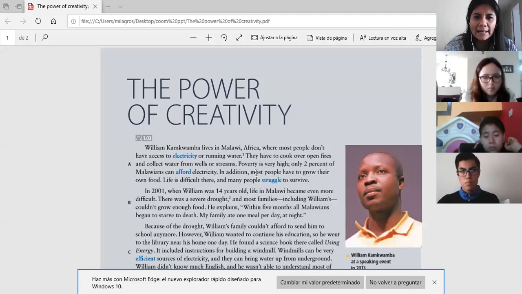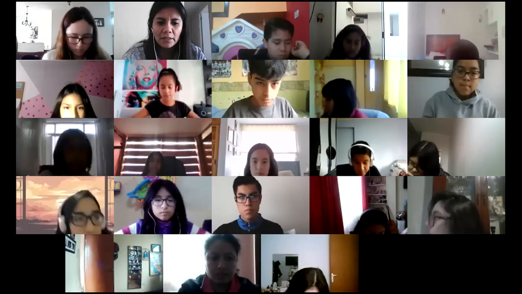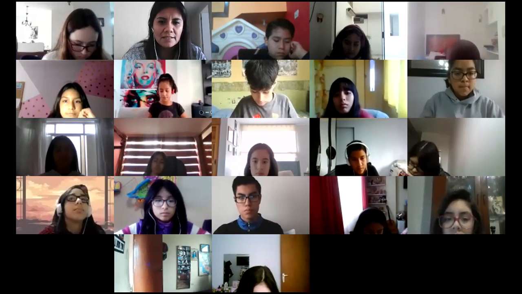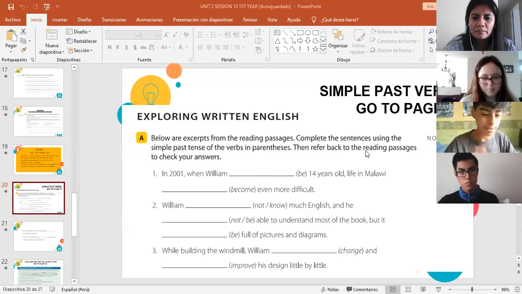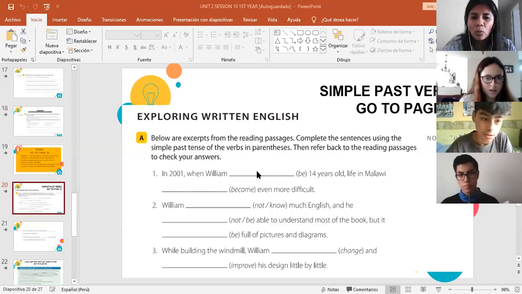So in which paragraph, can someone tell me, is this sentence? In 21, when William, 14 years old, life in Malawi, even more difficult. Aha, Alejandro, in which paragraph? In paragraph B. In paragraph B, please, everyone observe the paragraph B. Okay, Alejandro, you would like to participate. What is the word that has to be completed here? Was. When William was. Was.